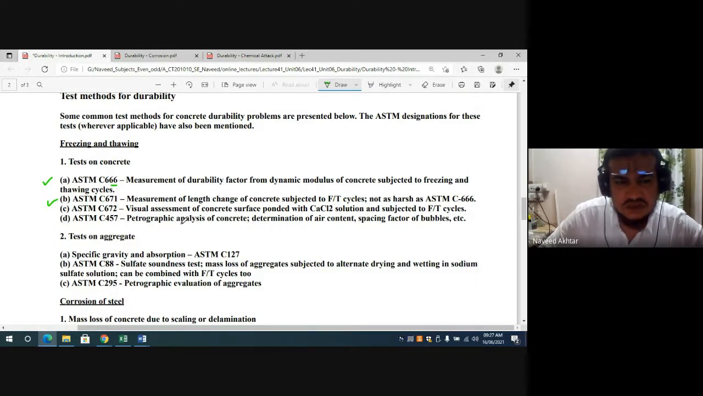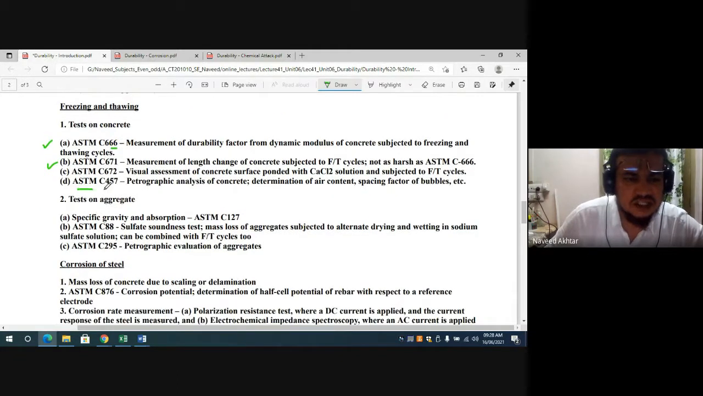ASTM C672 is for visual assessment of concrete surface subjected to calcium chloride solution and F/T cycles, and petrographic analysis of concrete, determination of air content, spacing factor of the bubbles, etc., can be found from ASTM C457.